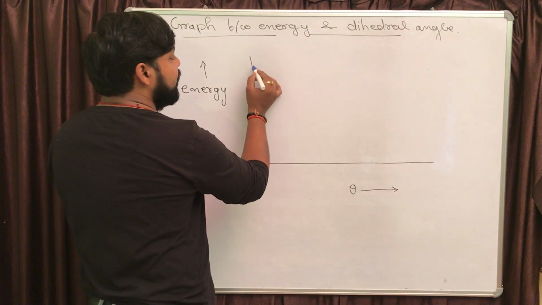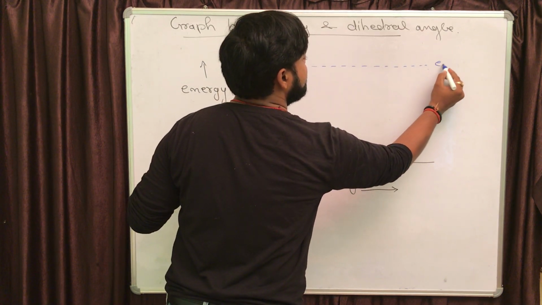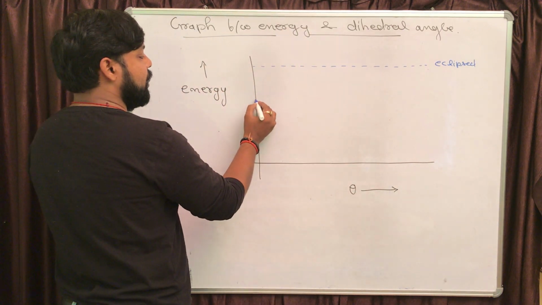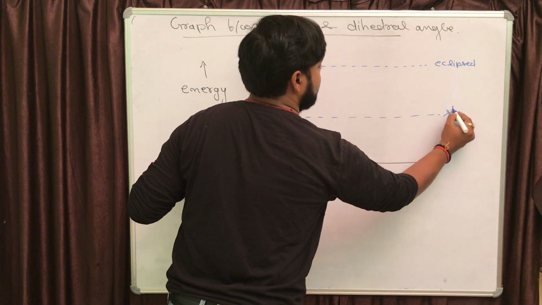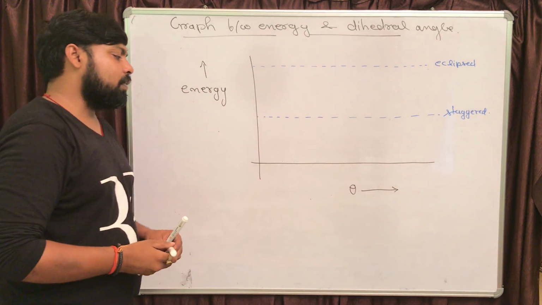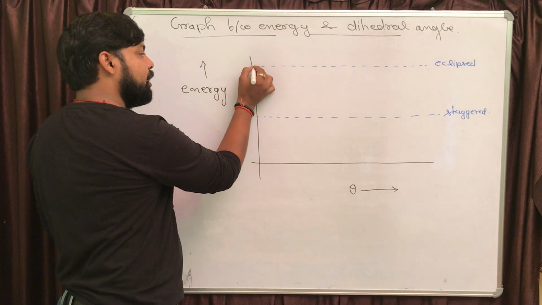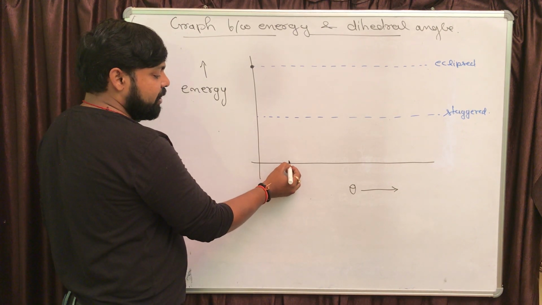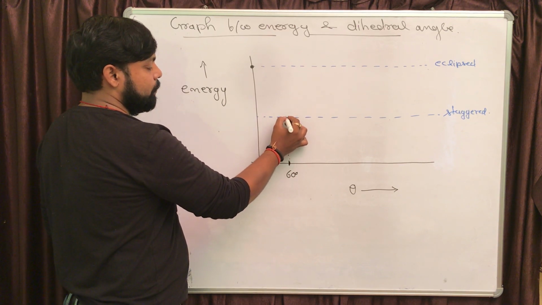So draw the two energy lines. One is for eclipsed. Definitely eclipsed energy is more, and another one is for staggered. Now next, if the dihedral angle theta is 0, then in that case you are going to get eclipsed structure. Next, if you are making dihedral angle 60 degree, you are going to get staggered form.